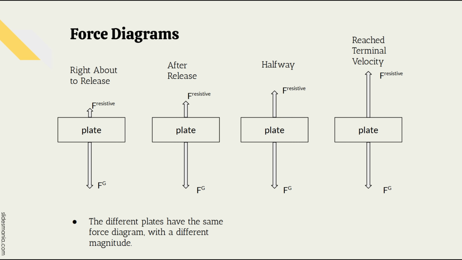Now I'll talk about our free body diagrams. We have 4 of them here at different points in the fall. First being right after release and the last being after terminal velocity. Right at release, resistive force is very minimal. Force of gravity is the same. And as speed increases, the resistive force goes up. And once it reaches terminal velocity, resistive force is equal to force of gravity, and it stays the same from there on. The different plates will have very similar free body diagrams, but there'll be different magnitudes for the forces.